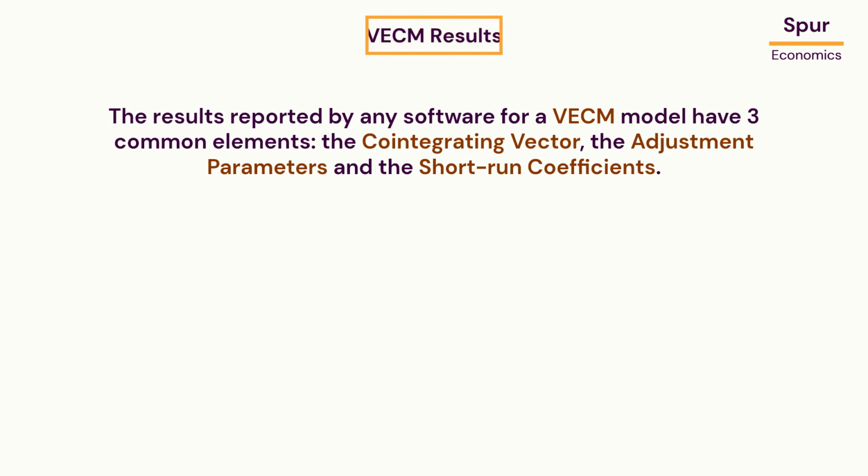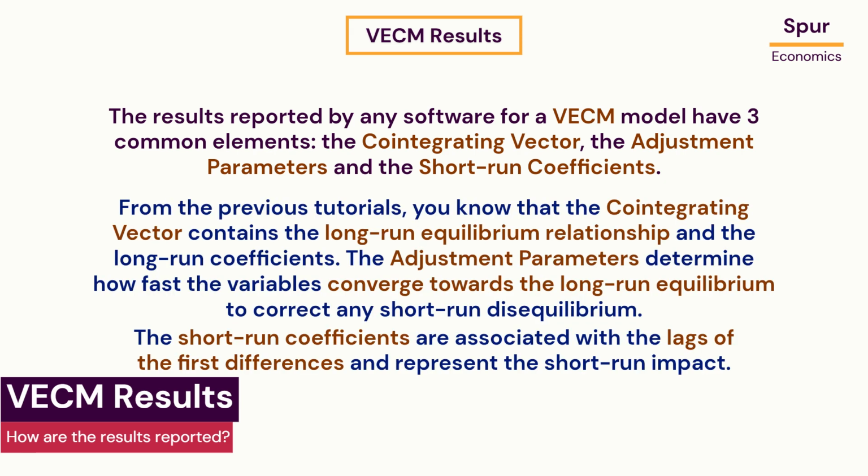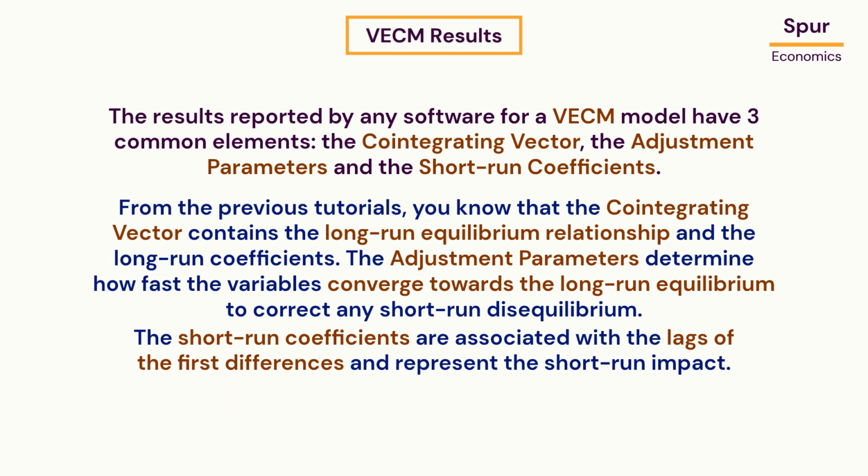The results reported by any software for a VECM model have three common elements: the cointegrating vector, the adjustment parameters, and the short-run coefficients. From the previous tutorials, you know that the cointegrating vector contains the long-run equilibrium relationship and the long-run coefficients. The adjustment parameters determine how fast the variables converge towards the long-run equilibrium to correct any short-run disequilibrium. The short-run coefficients are associated with the lags of the first differences and represent the short-run impact.